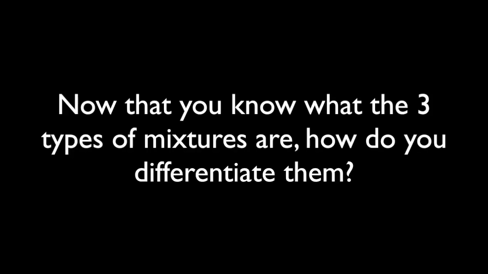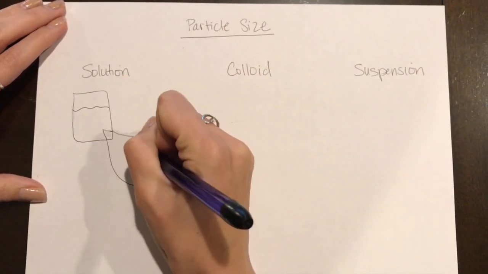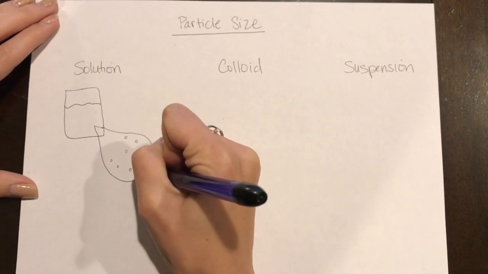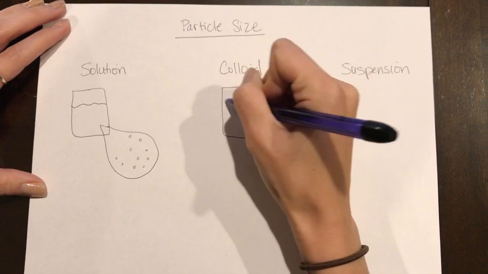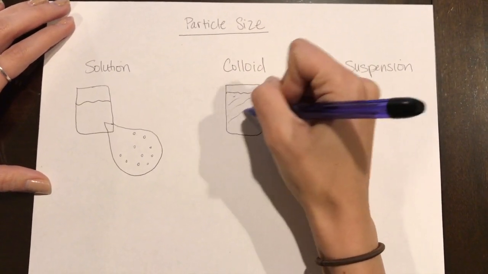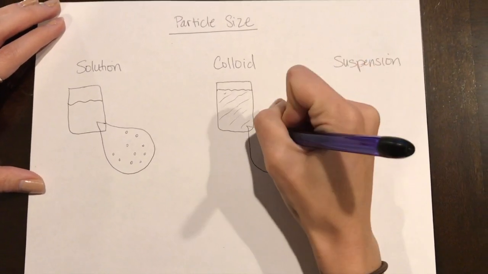Now that you know what the 3 types of mixtures are, how do you differentiate them? Particle size! In solutions, the solute particles are less than 1 nanometer in size. Compared to the 2 other types of mixtures, these particles are the smallest. In colloids, particles range from 1 nanometer up to 1 micrometer. These particles are larger than molecules or ions that are typically found in solutions.